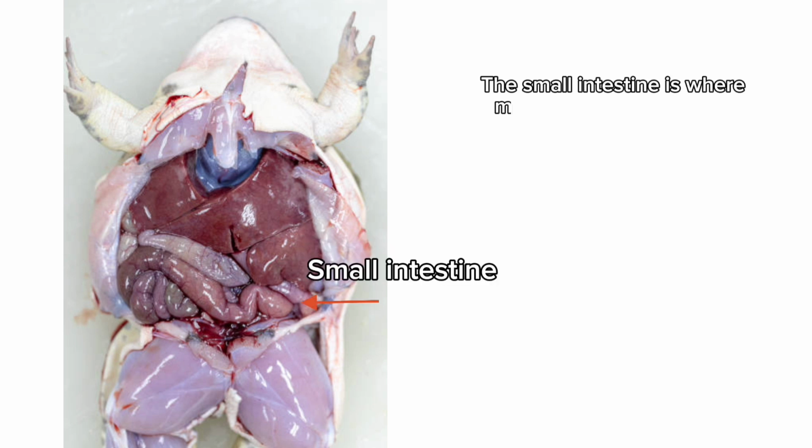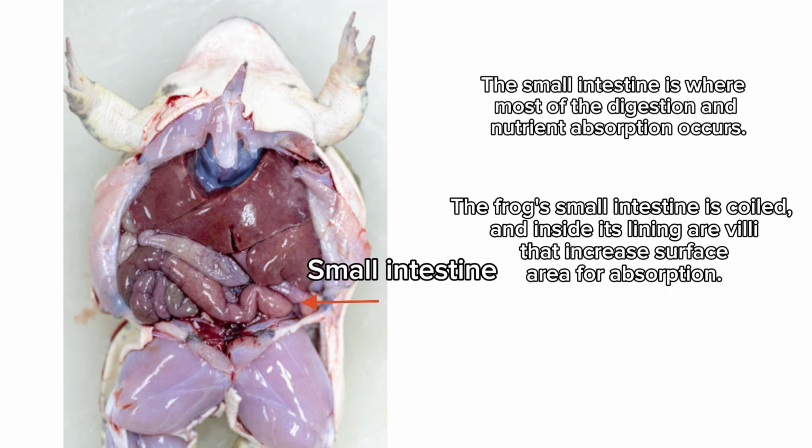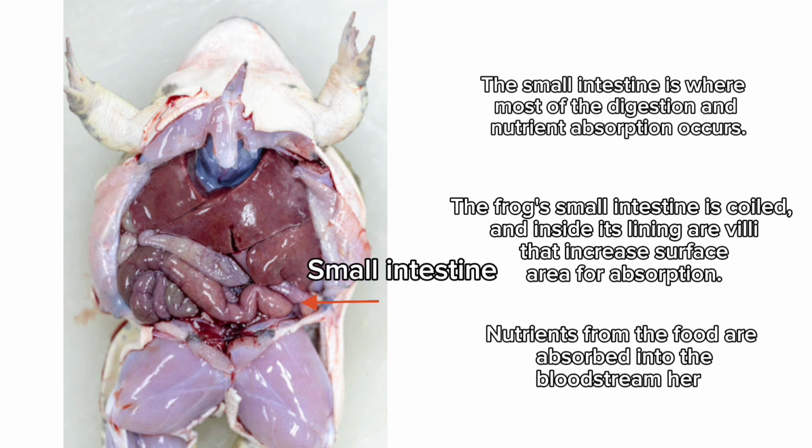Next is the small intestine. The small intestine is where most of the digestion and nutrient absorption occurs. The frog's small intestine is coiled, and inside its lining are villi that increase surface area for absorption. Nutrients from the food are absorbed into the bloodstream here.